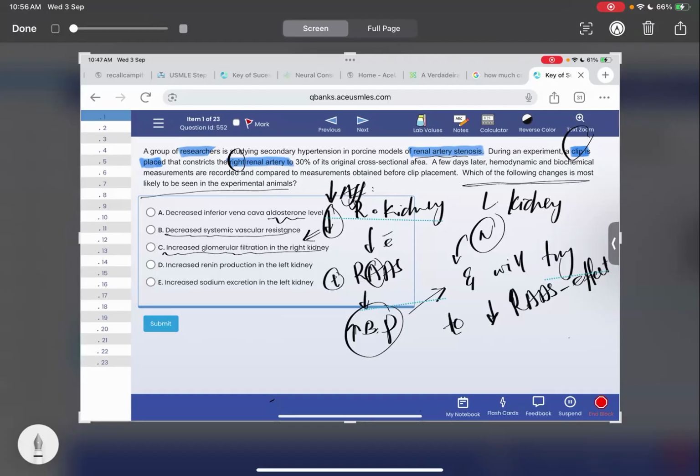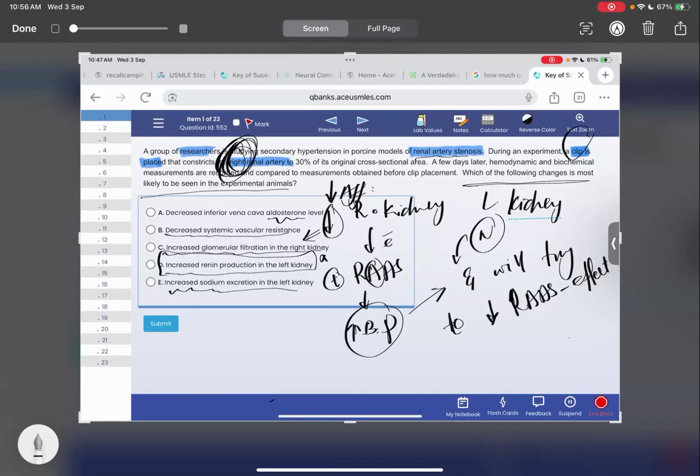Increase renin production in the left kidney. So what is the problem over here? The problem is in the right kidney. Okay, so it is also incorrect. So what will the left kidney do?